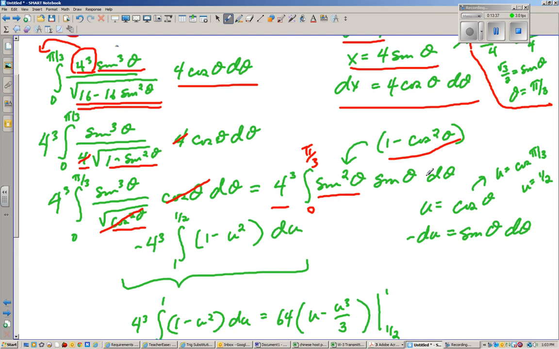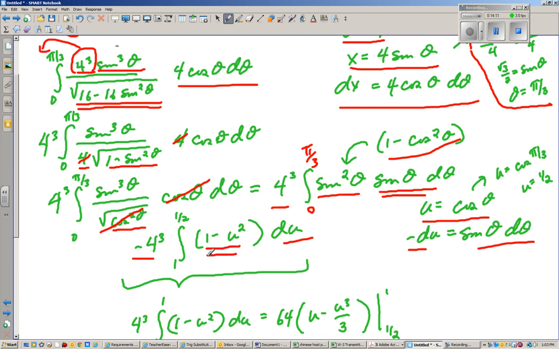I do get a little bit excited at this point because I've got this loner, this sine, and I think about, if I use u as cosine, then its derivative, of course, is negative sine, but negative du is the same thing as sine. So I'm going to bring the negative out front with my du to take the place of sine theta d theta.